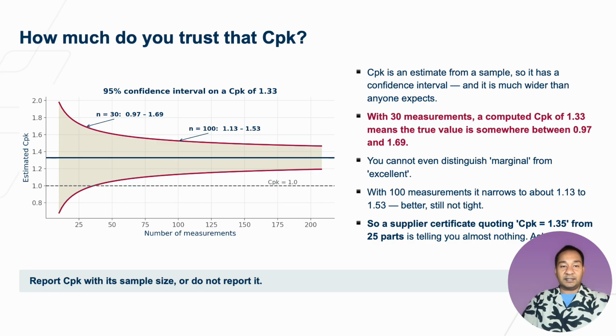Better, still not tight. So when a supplier certificate quotes CPK equal 1.35 from 35 parts, it is telling you almost nothing. The correct response is to ask for n and then compute the interval yourself. Report CPK with its sample size, or do not report it. A capability index without an n is not a measurement.